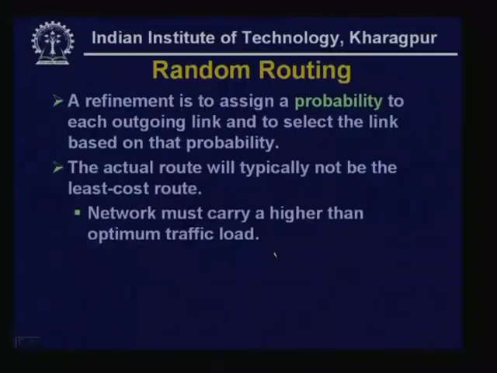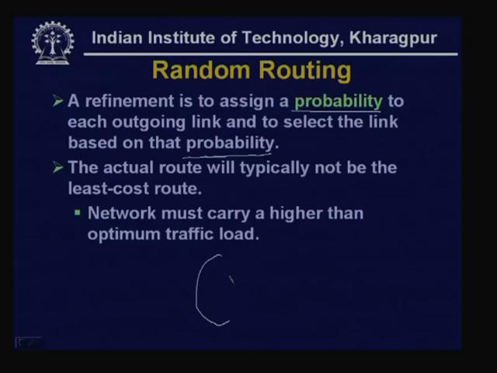In this case it will distribute the load evenly on different links, but unfortunately this has a limitation. The limitation is that some of the packets may get forwarded in the direction of the source rather than the direction of the destination. That can be overcome by using some approach, or another refinement is to assign a probability to each outgoing link and to select the link based on probability. That probability can be computed based on, maybe, data rate.